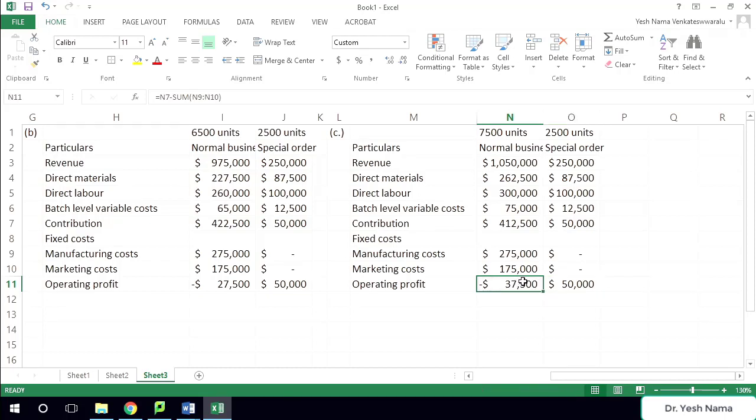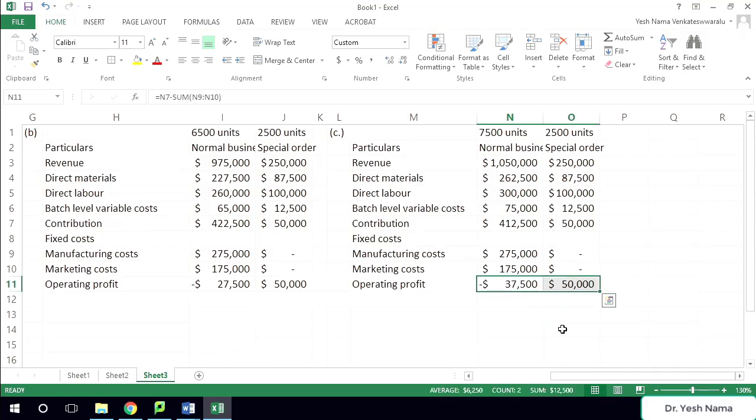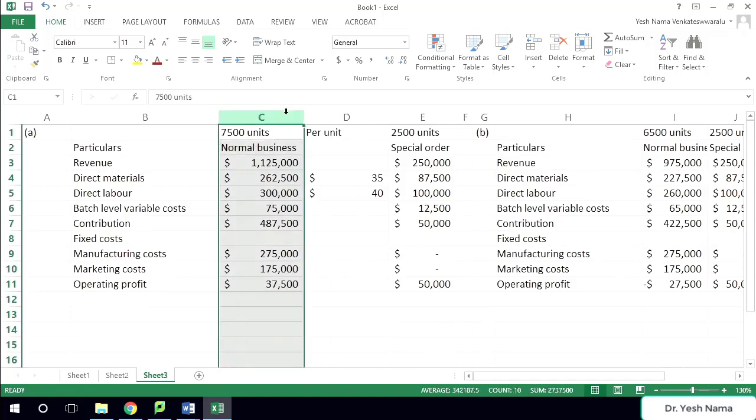Because if we accept the special order, your regular customers are going to demand a discount, which is what led to a loss here, because your revenue reduced of $10 per unit. So earlier it was 150, now it is 140. So total profit here is 12,500. 50,000 minus 37,500, 12,500. So would you accept the special order? No, because it will give you a total profit of 12,500. Whereas if you did not accept the special order, you would be sitting with a profit of 37,500.